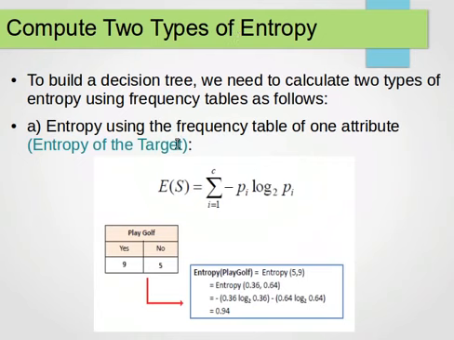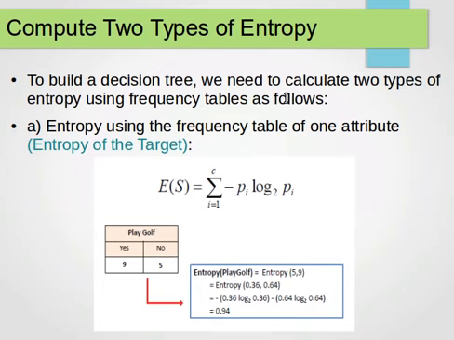We need to compute the entropy of the target before splitting, and then we compute the entropy after splitting, and then we compute the difference between the two entropies and see the highest information gain. We'll come to that when we have an example, but just focus here that to build a decision tree, we need to calculate two types of entropy using frequency tables as follows.